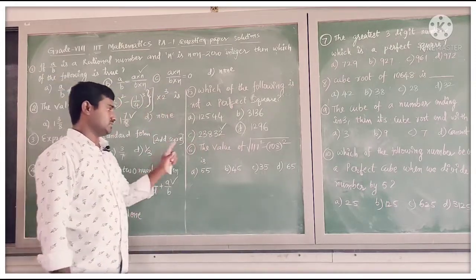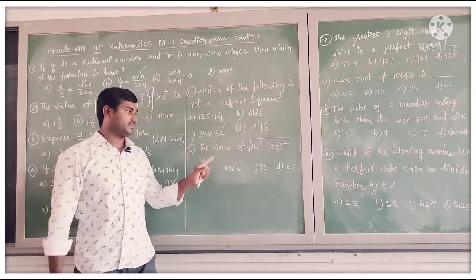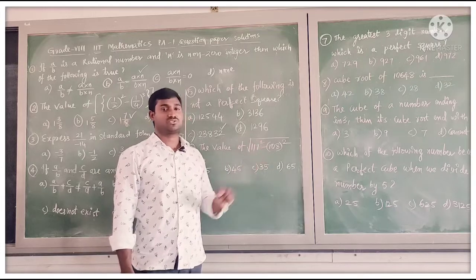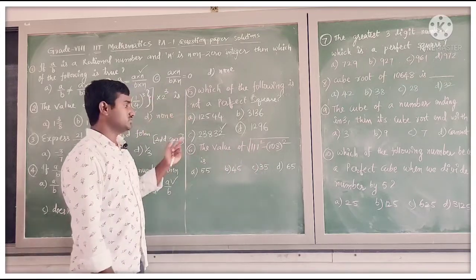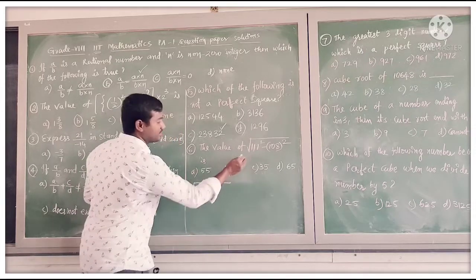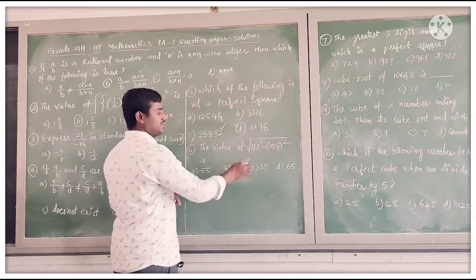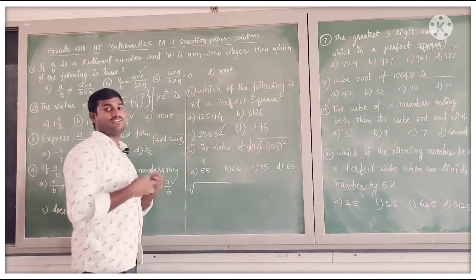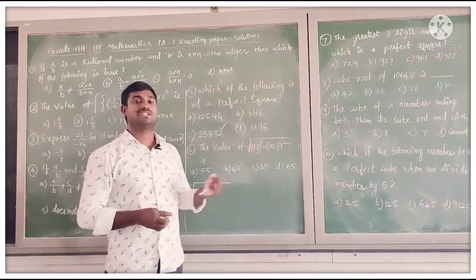Next, sixth question. The value of the square root of 117 square minus 108 square. Let us see. Under the root we can write a square minus b square, and a square minus b square we can write as a plus b into a minus b.